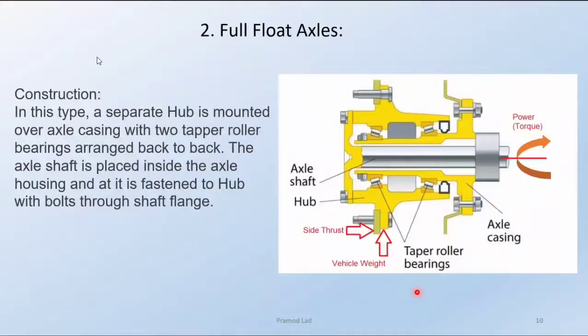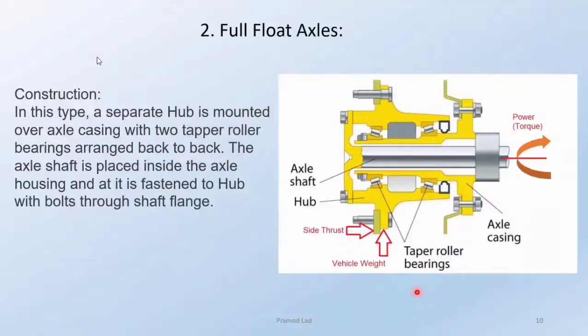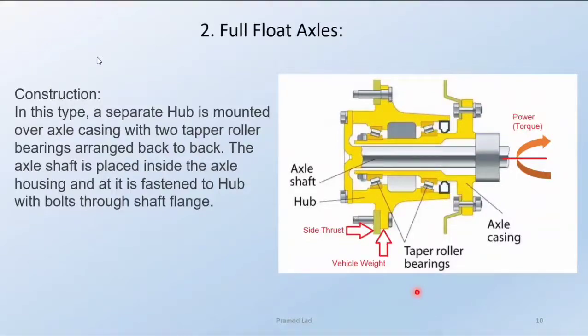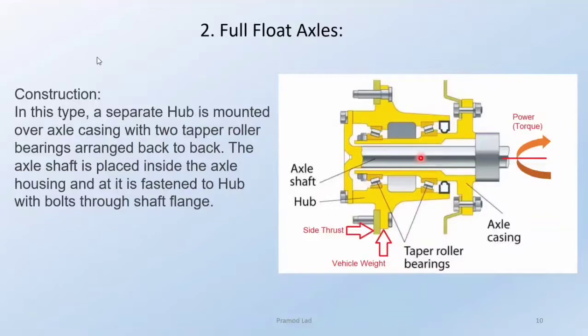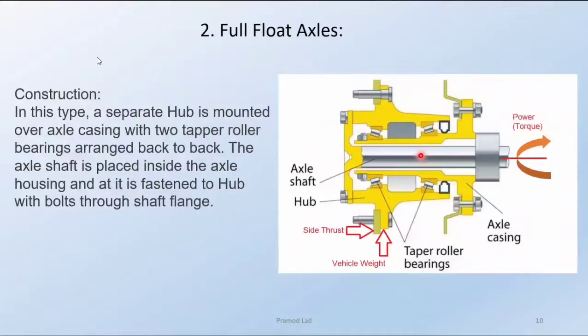This is the full float axle, and in the construction of this type, a separate hub is mounted over the axle casing with two taper roller bearings arranged back to back. The axle shaft is placed inside the housing and it is fastened to the hub with bolts through the shaft flange.